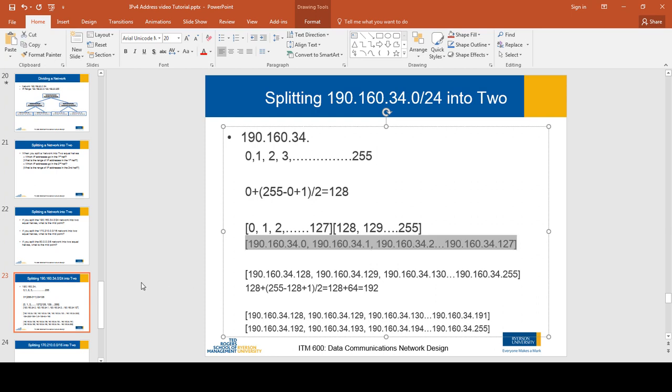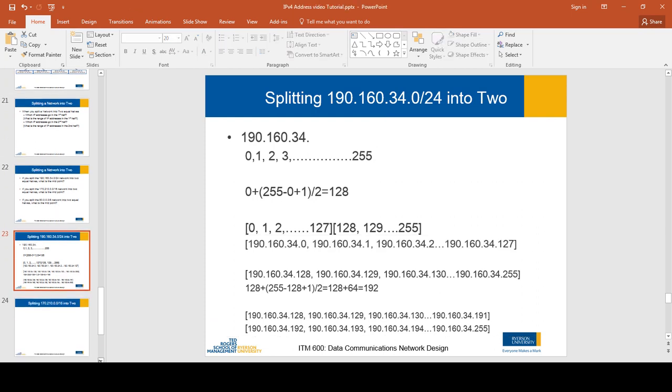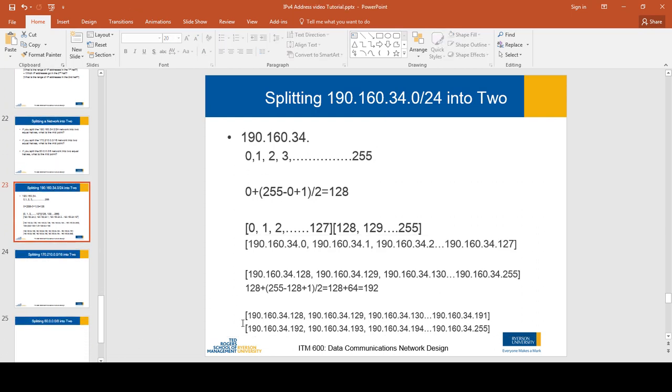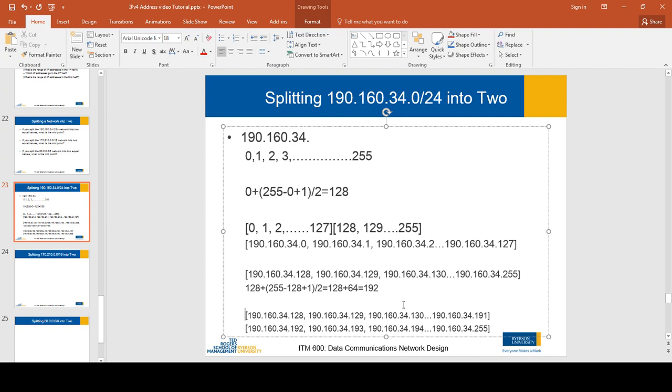So that's about a class C network, and also you saw how to split not a complete network, but a subnet which is already half of a network. That means you already did a subnet and then split it into two.